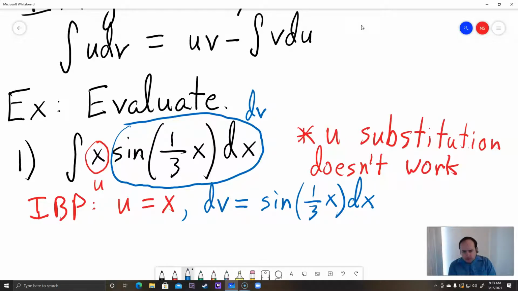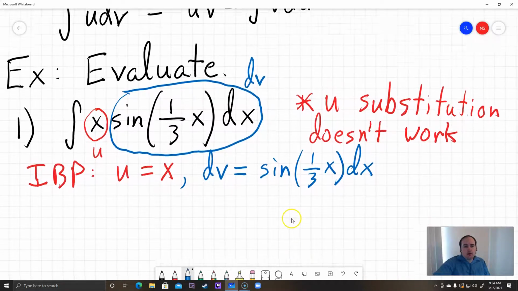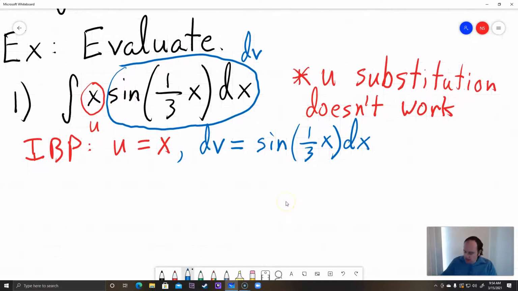Okay. Now you can try choosing other things for u and dv, but generally you want u to be something that's going to simplify when you take the derivative. And x is something that simplifies to dx when you take the derivative. Okay?